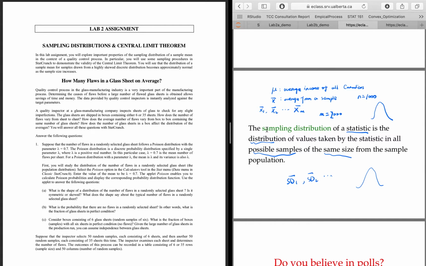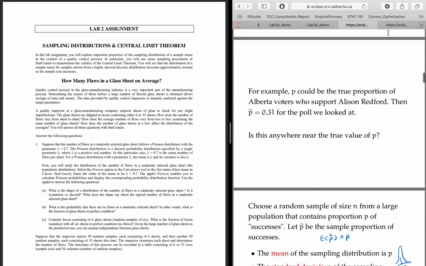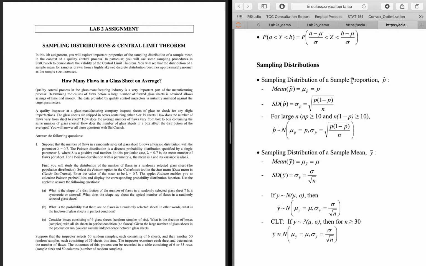We mainly talked about two kinds. The first is the sampling distribution of a proportion. If you look at the formula sheet, these are the formulas for the mean and the standard deviation. If you have a large sample size, meaning these two conditions are satisfied, np bigger than 10 and n times 1 minus p bigger than 10, then the sampling distribution of p hat follows a normal distribution with this mean and this standard deviation.